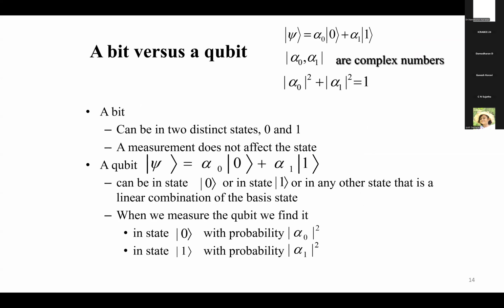A classical bit can only be in one of two distinct states, 0 or 1. Measurement of a bit does not alter its state. It will remain in its value until intentionally changed.